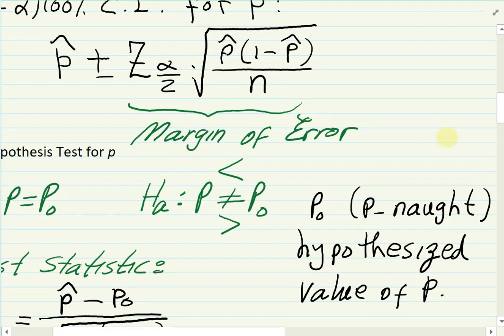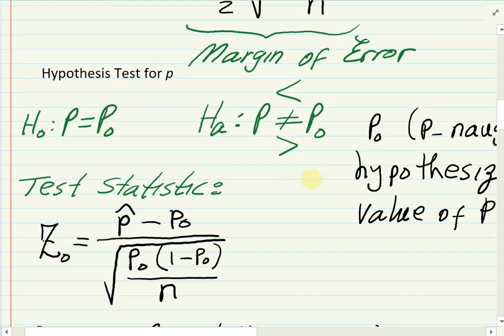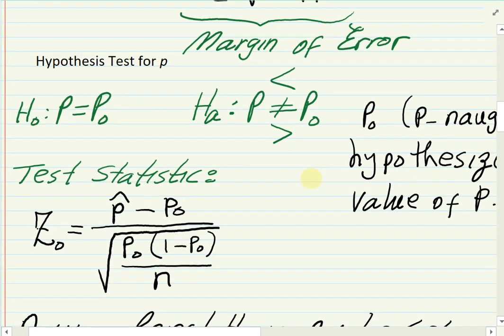Now your alternative could be in any one of three forms: less than, not equal to, or greater than. If you do this by hand, this is our test statistic, the formula we use to test this hypothesis. It's going to be a z, under the assumption that the null is true. That's what z sub 0, z naught, is, and it's given by p hat minus p naught divided by this denominator.